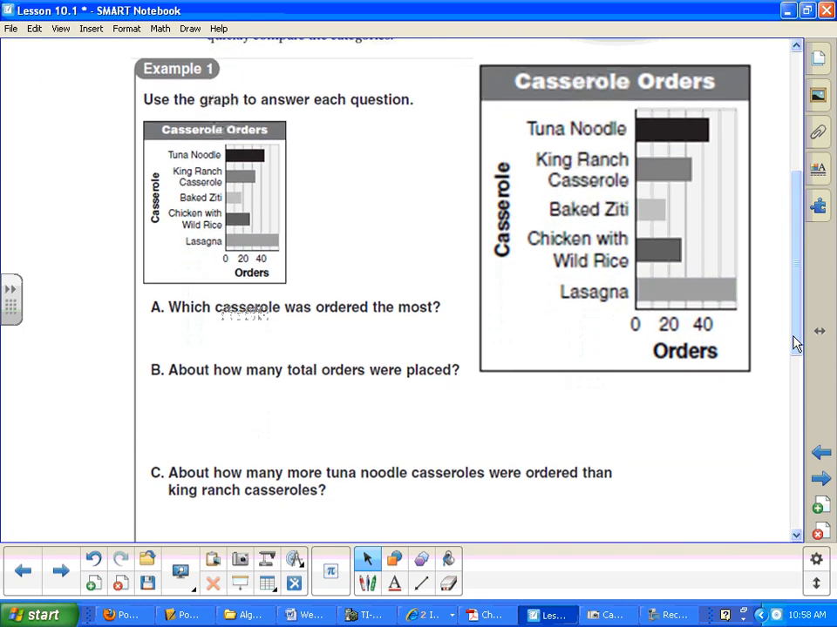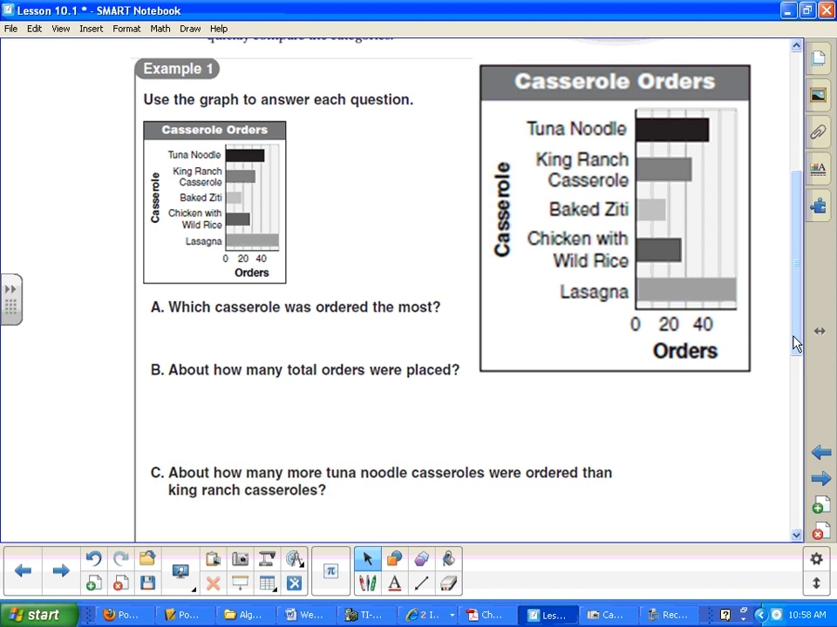So here we have this bar graph of casserole orders. And I made it bigger so you can see it, so Alexis can see it in the back. They've got tuna noodle, king ranch casserole, baked ziti, chicken with wild rice, and lasagna.